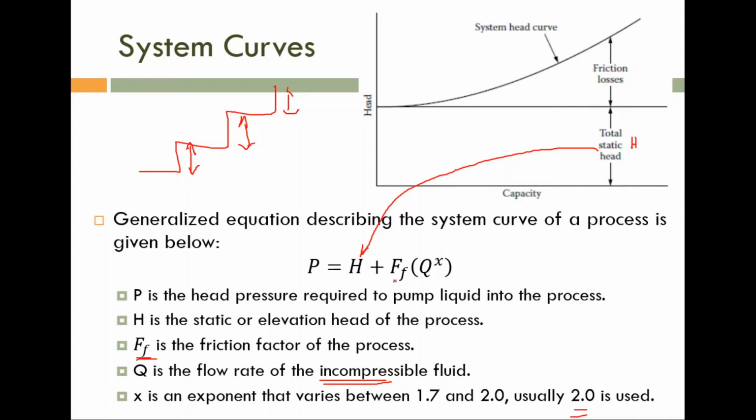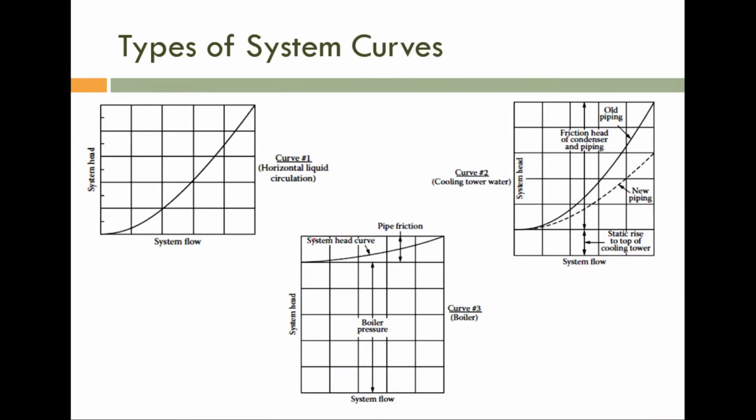So Ff into q raised to x is the frictional loss, where Ff is the fluid friction. So this one is the static head and this one is the frictional loss. Is it okay? So in the next slide we can see three different types of system curve.